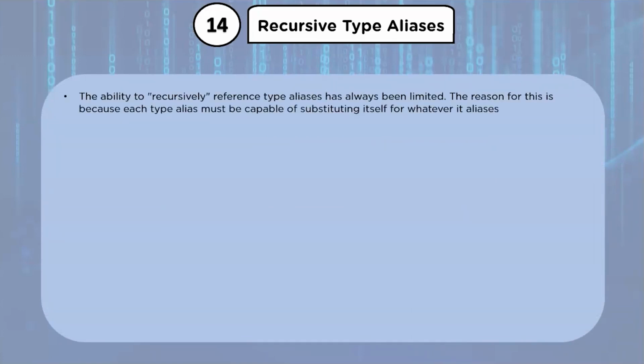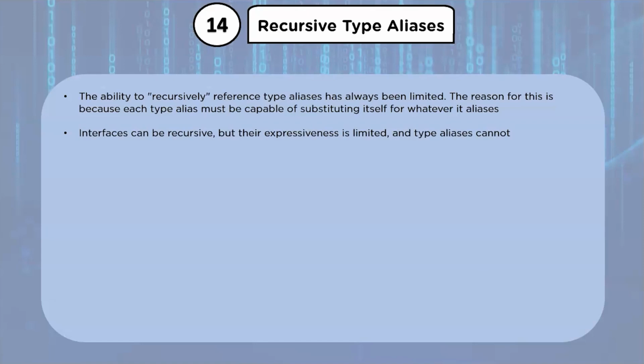The ability to recursively reference type aliases has been limited. The reason for which is that each type alias must be capable of substituting itself for whatever it aliases. Because this isn't always possible, the compiler rejects some recursive aliases.